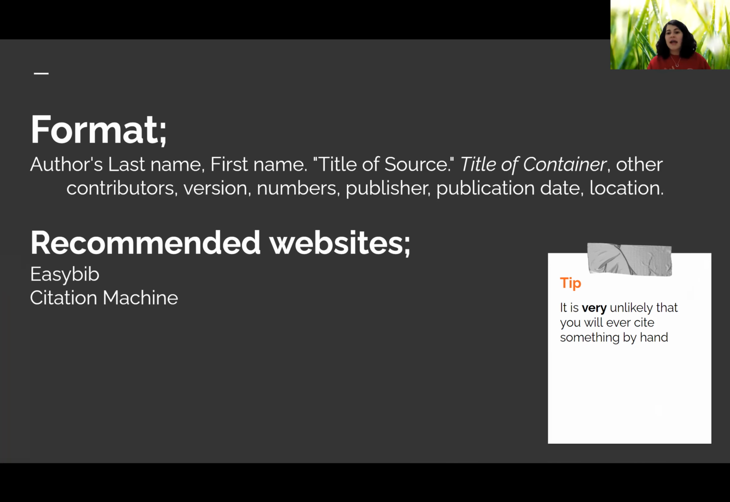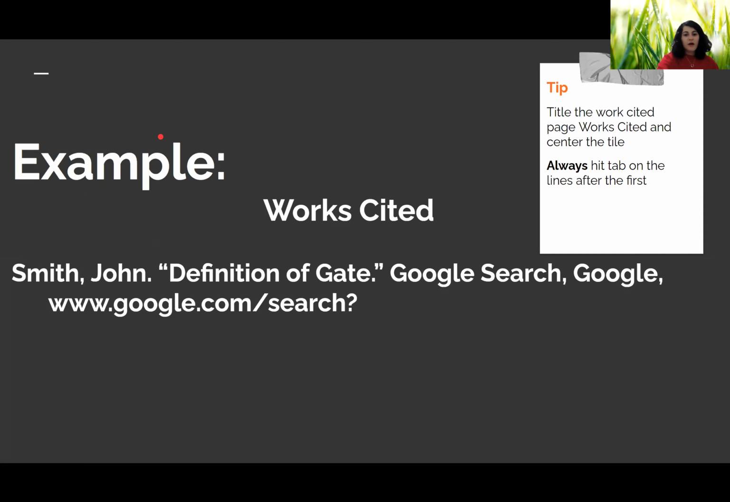For example, the other day I accidentally cited some of my sources in APA instead of MLA, and I was able to just discriminate visually the difference between an APA source and an MLA source because they do look different. You are going to be able to tell the difference between an APA and an MLA cited source just by looking at it. So here's a very basic example of a works cited of a source that is cited in MLA.